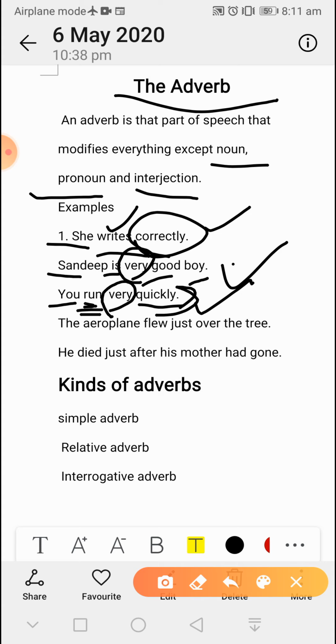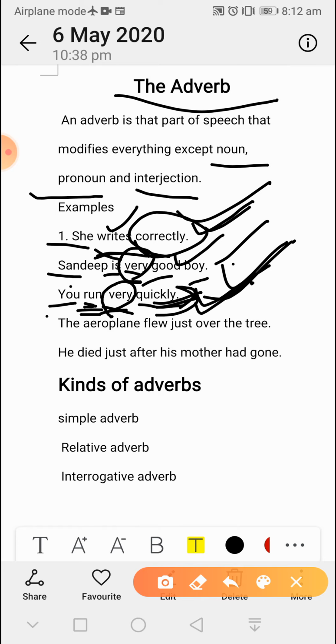She writes correctly. This correctly is describing a verb. Sandeep is a very good boy. Here this very is describing an adjective. Here, you run very quickly. Quickly is already an adverb, so very is describing an adverb. See, verb, adjective and adverb.